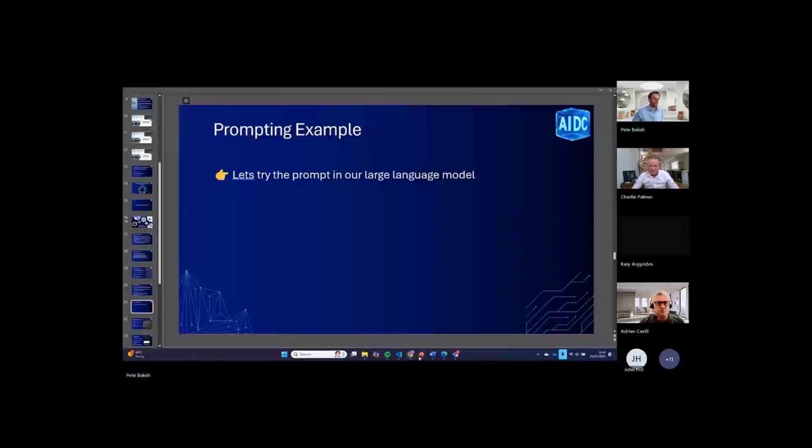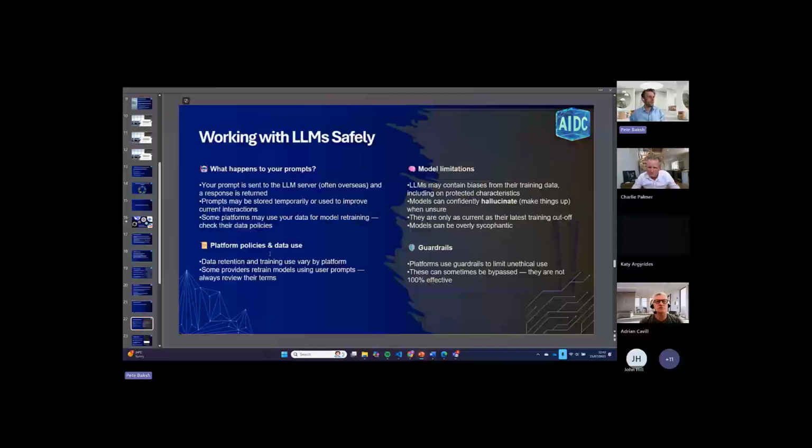Now, moving on, and we do sort of touch on exactly what you said here, Charlie. So how do we work with these things safely? So what actually happens when you submit that prompt? When I submitted that, the message left my computer and it's likely to go to a server overseas. Unless actually using Microsoft Copilot, it may be going to a local server because of your agreement with Microsoft. But assume, unless you know, it is going to a server overseas.